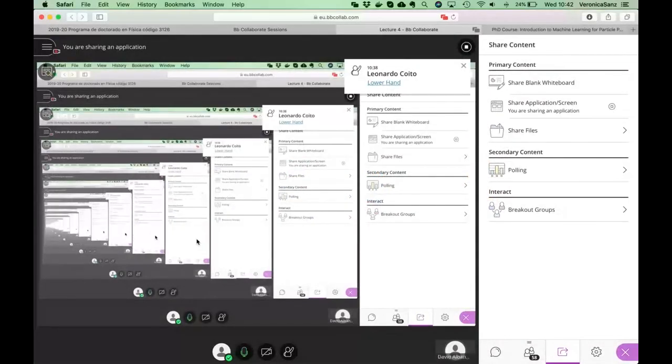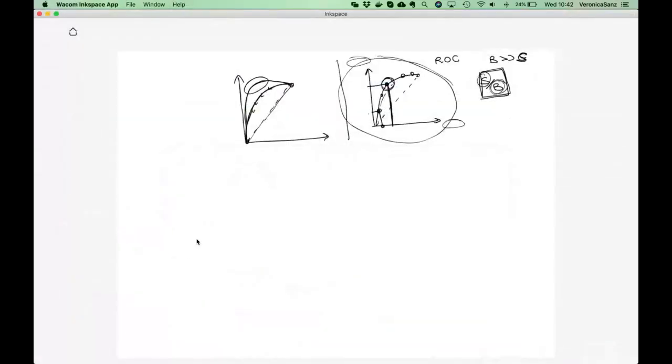But yeah, one question. How do you move along the curve? What do you modify?